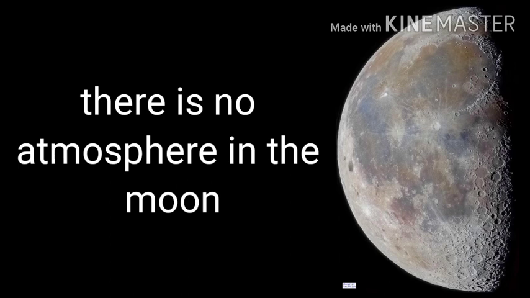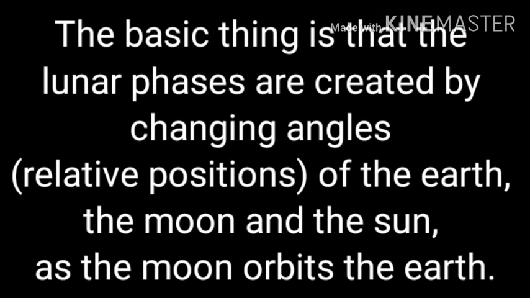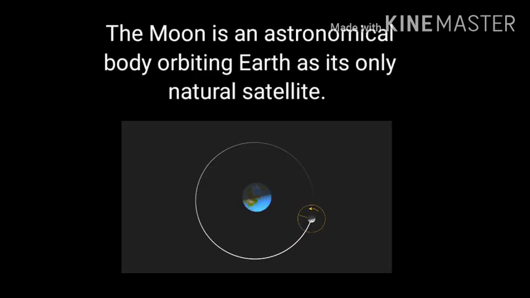If you look up at the moon at night, you would have noticed that it changes its shape every day. This is because the heavenly body has no light of its own. It can only reflect light from the sun. Only the side of the moon which faces the sun can reflect this light and appear bright. And it is a general fact that the moon is an astronomical body orbiting Earth as its only natural satellite.